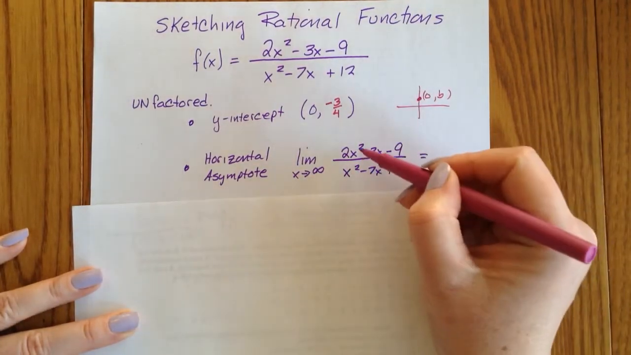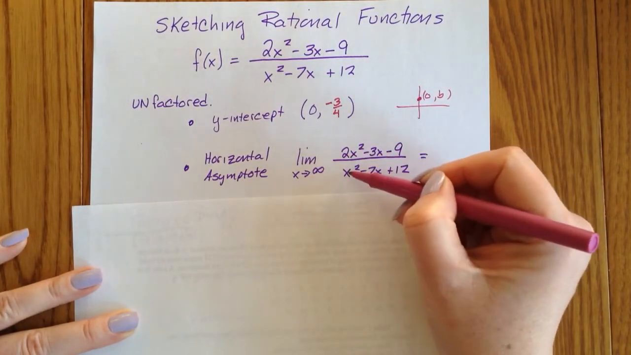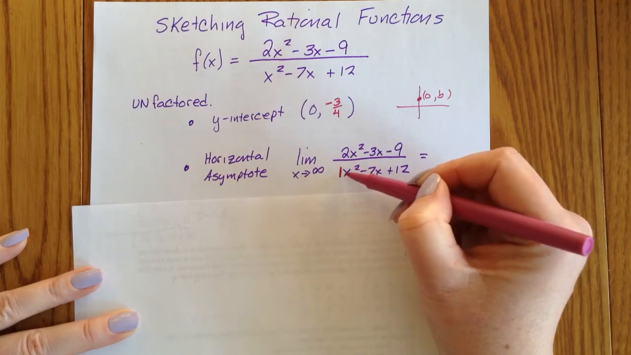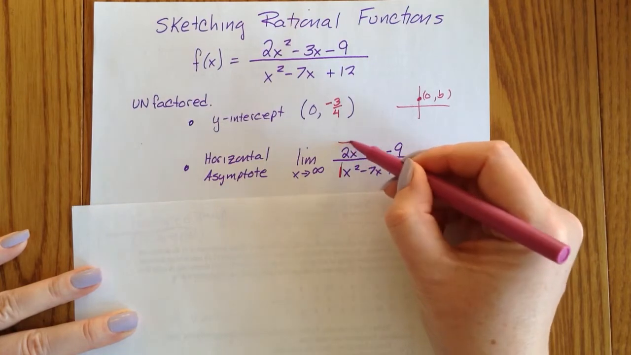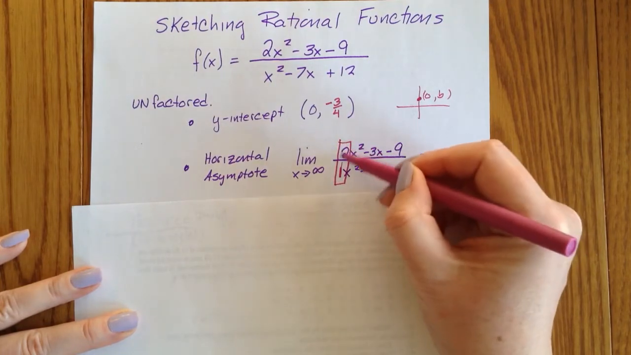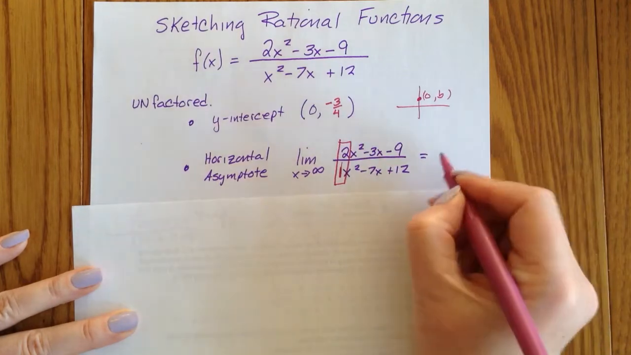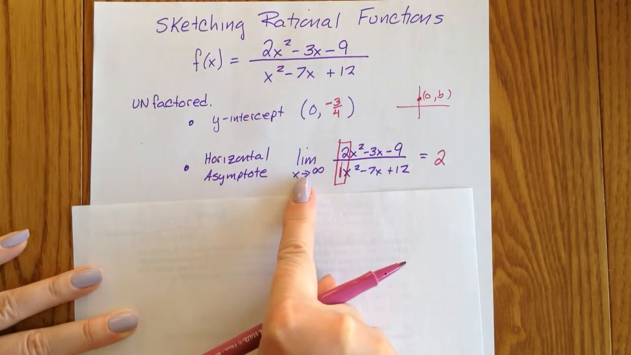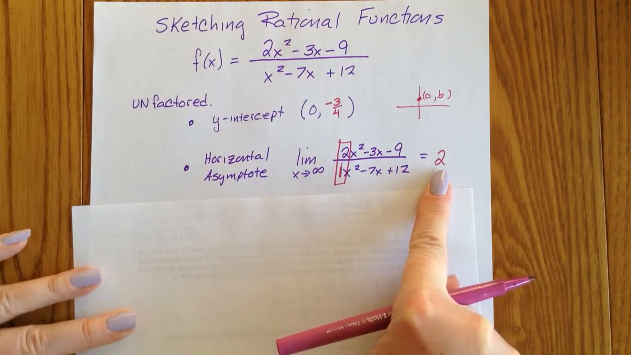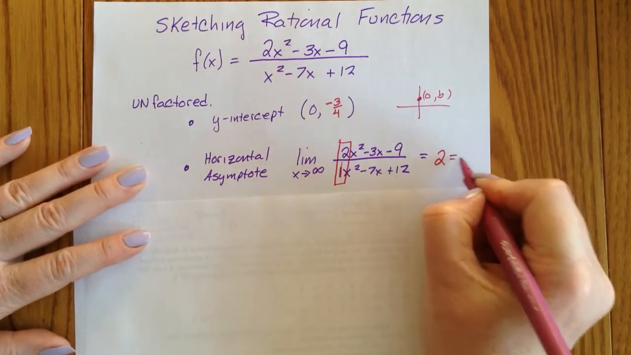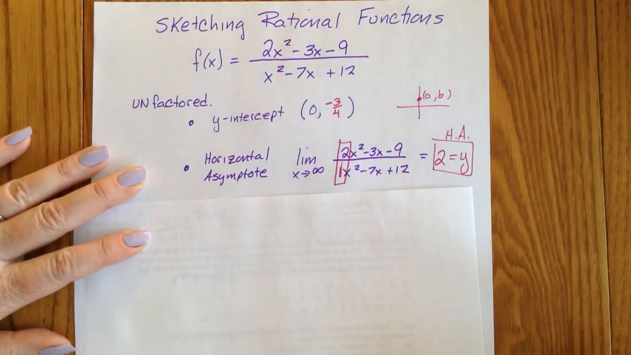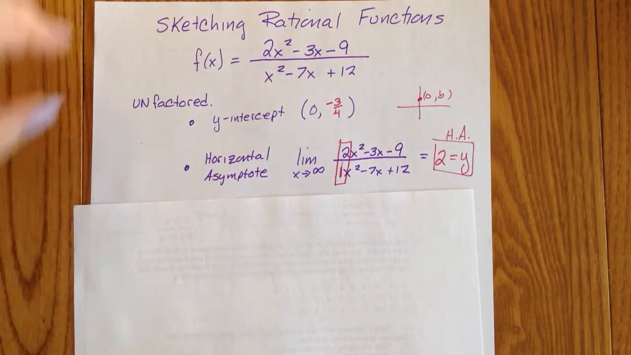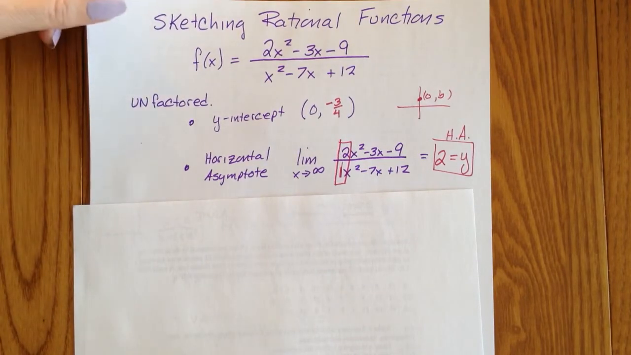I see here in the numerator the dominant term is x squared. In the denominator the dominant term is 1x squared. These are equally dominant. When they are equally dominant, the answer is the coefficients. The answer to this infinite limit is 2. That answer is also your horizontal asymptote. All right, that's what we get out of the unfactored version. Again, pause if I'm going really fast, because I know I am.